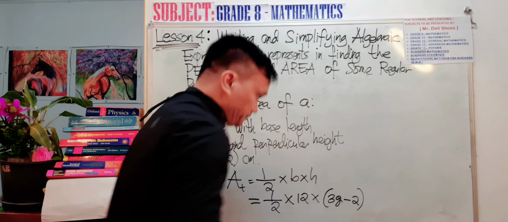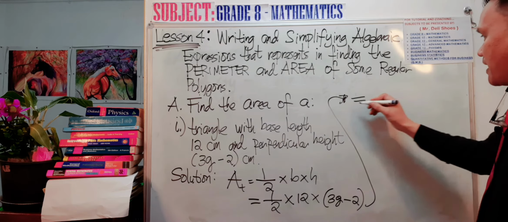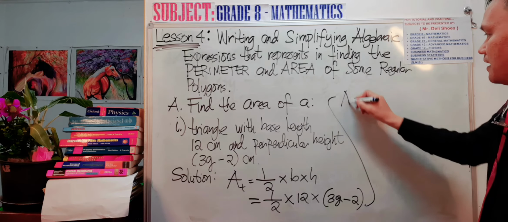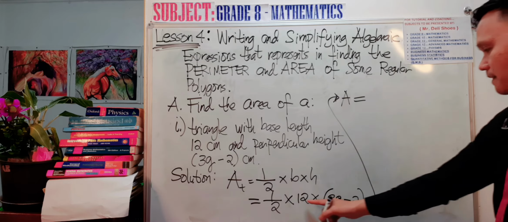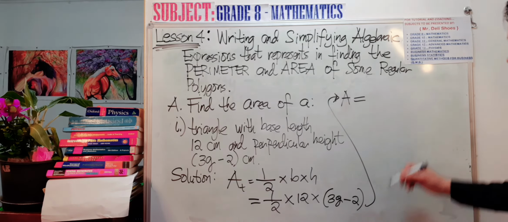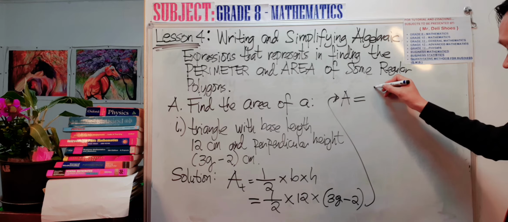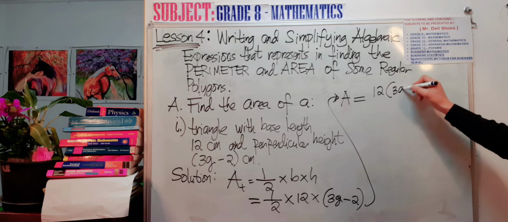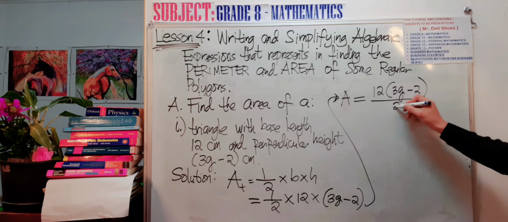Okay, so this one, let's have it in here. The area is equal to 1 times 12 times 3g minus 2. So this will become, you can rewrite it as 12 times 3g minus 2 all over 2.